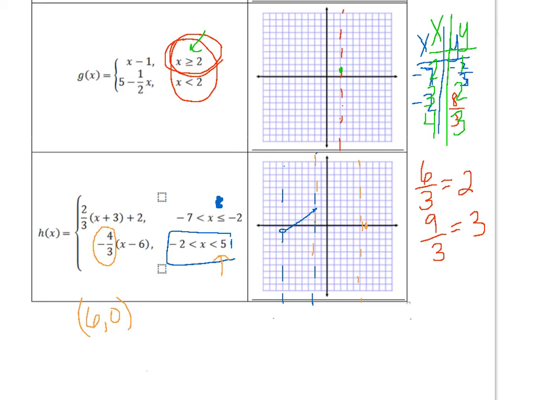This is going to be a solid dot. Got the point 3, 2. Got the point 4, 3. And from there, it's going to go on forever. Put an arrow on the end.